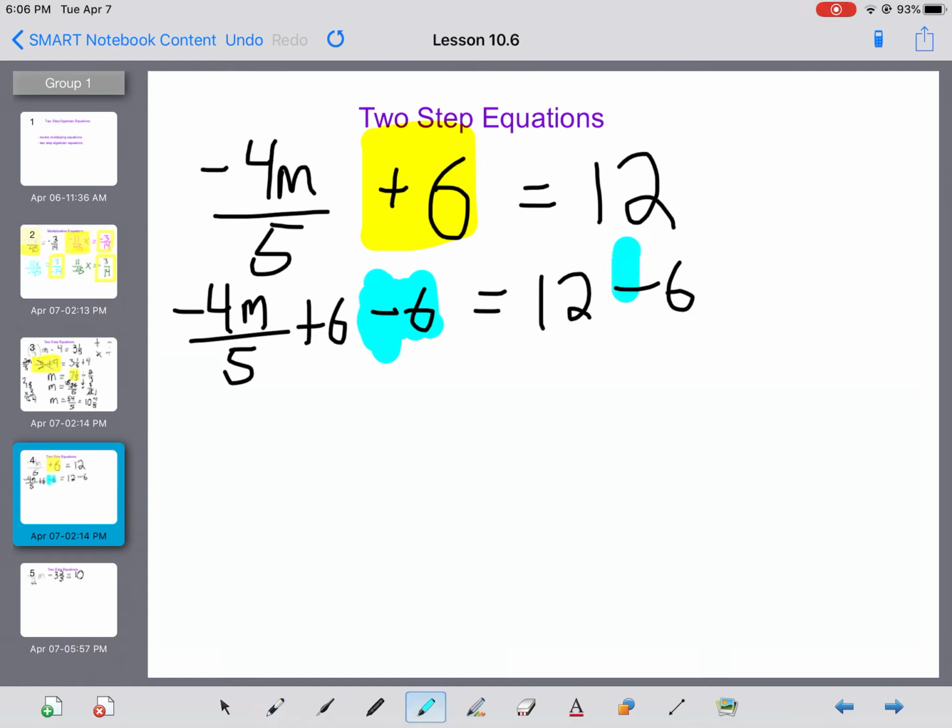So I'm going to subtract 6 on this side as well. Make sure your new things match up. So now I get negative 4m over 5, which if I want, I might want to write as negative 4/5 m, equals 12 take away 6 is 6.